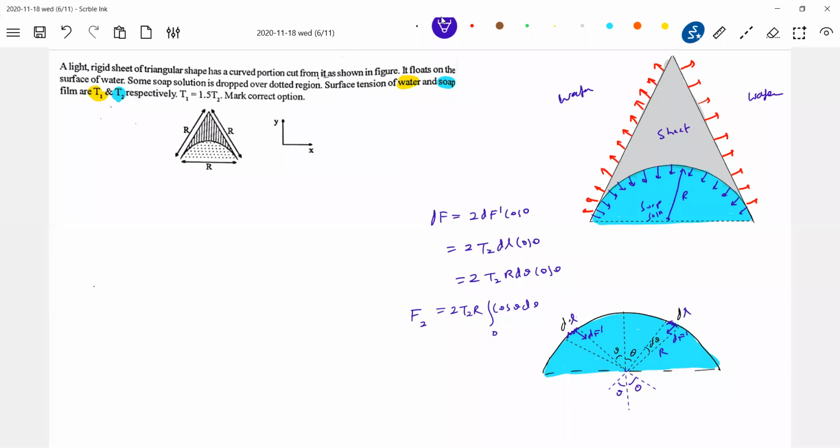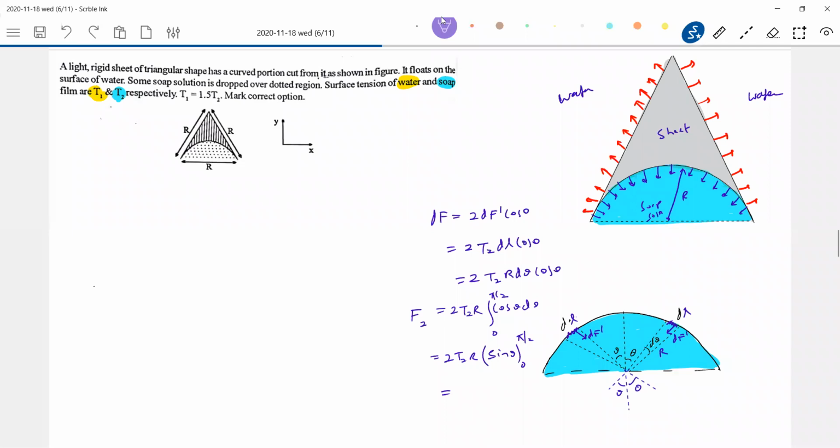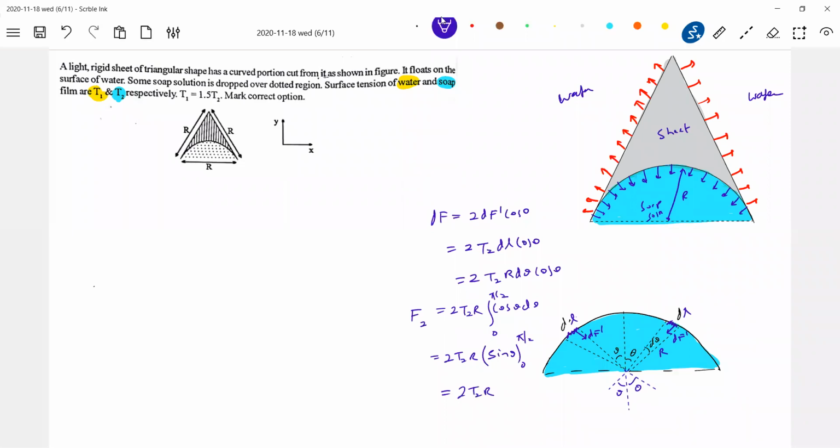What about the limits? 0 to pi by 2. Should I take 0 to pi or 0 to pi by 2? I should take 0 to pi by 2. So this will become 2 T2 r, the integral of cos theta. The integral of cos theta will be sine theta, sine pi by 2, so this will be 1. So how much are we getting? 2 T2 r.